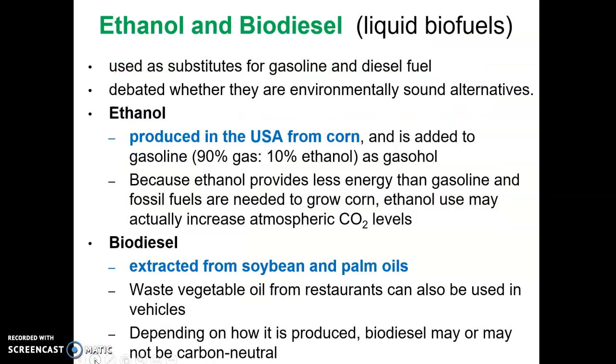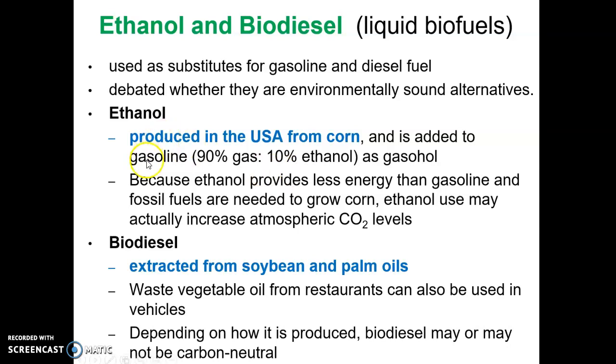Okay, in addition to those solid biofuels, we have liquid biofuels, and the two main ones are ethanol and biodiesel. These are used as substitutes for gasoline and substitutes for diesel fuel. And it's often debated whether these are environmentally sound alternatives. So let's look first at ethanol. Ethanol is produced in the United States from corn, and it's added to gasoline. If you look at your gas pump when you're filling your car, you will see that the gas is 90% gas plus 10% ethanol, and that's known as gasohol.